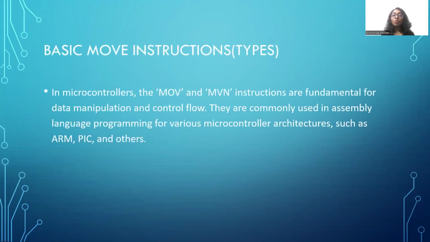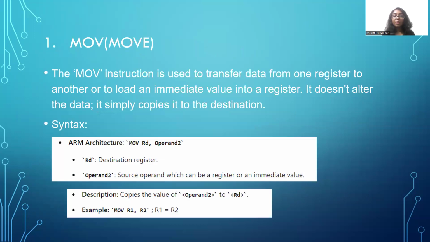So coming to basic move instructions, that is types, in microcontrollers, the MOV and MVN instructions are fundamental for data manipulation and control flow. They are commonly used in assembly language programming for various microcontroller architectures such as ARM, PIC, and others. So coming to MOV, that is move instruction, the move instruction is used to transfer data from one register to another or to load an immediate value into a register.